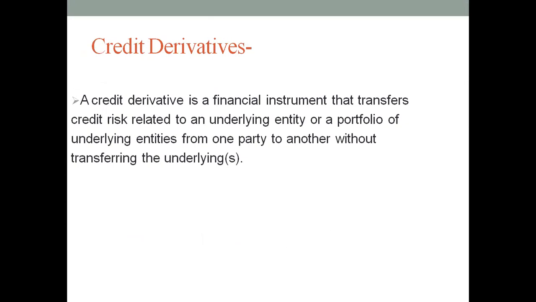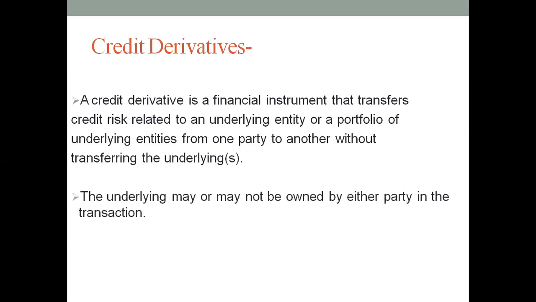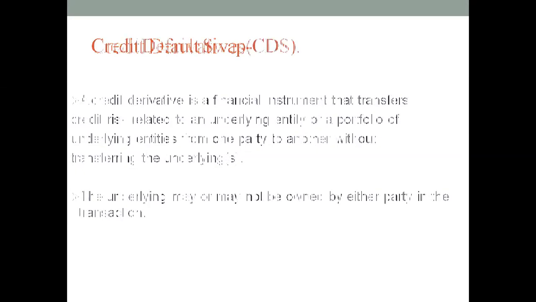As we all know that derivatives is actually a financial instrument to mitigate the risk, and if we just relate that derivative which is related to mitigating the credit risk, we see that it is a credit derivative. So simple thing is that if one person is having a credit risk and that person wants to transfer his credit risk to another person, he can take the help of credit derivatives. The underlying may or may not be owned by either party in the transaction.